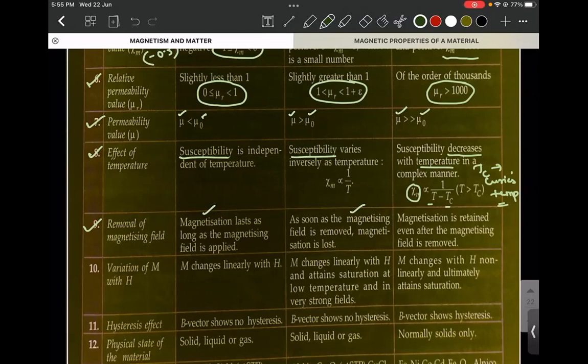Whereas ferromagnetic materials can retain magnetism. You saw in that first example, when that nail was touched with a magnet and taken closer to pins, even when the external magnet was removed, you saw that the pins got stuck to that ferromagnetic material because that material can retain magnetism.